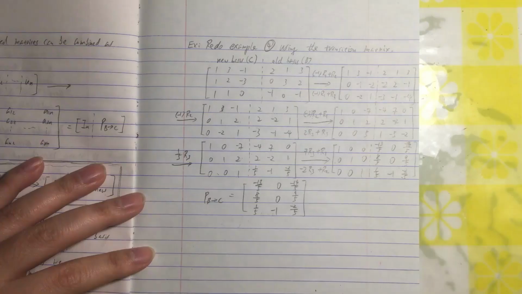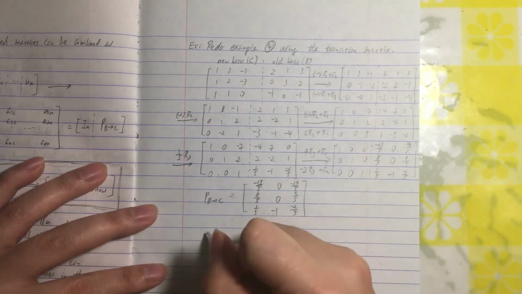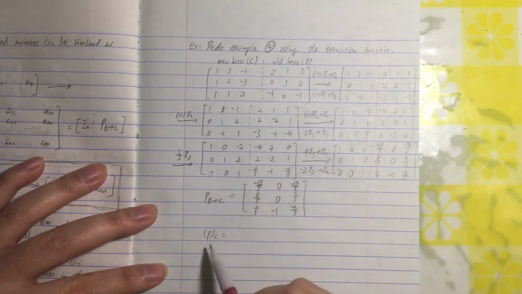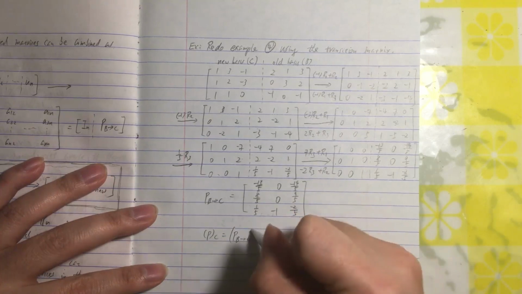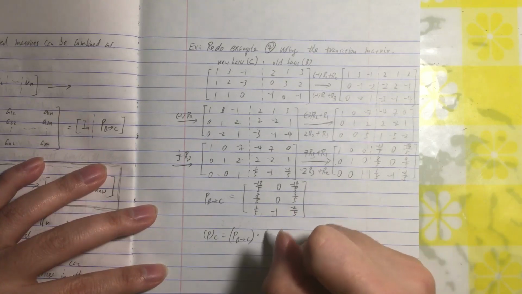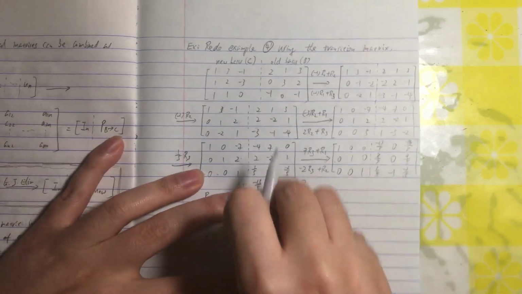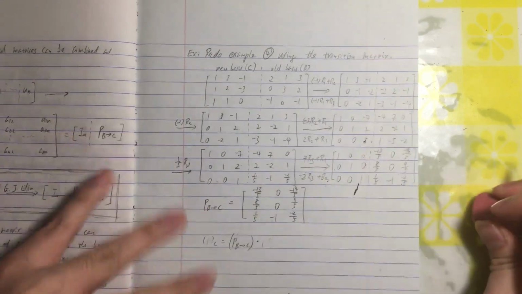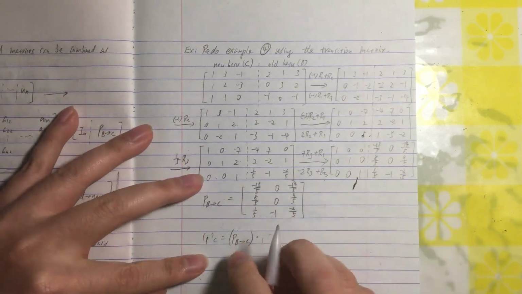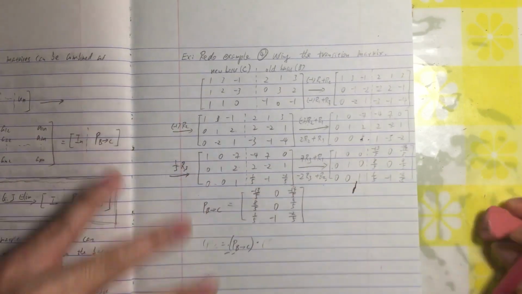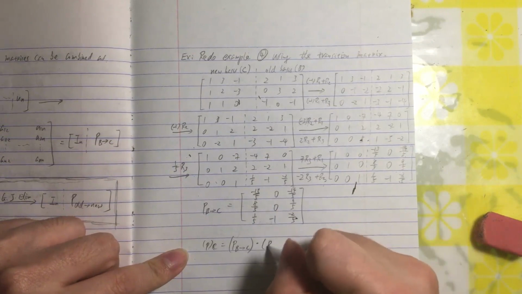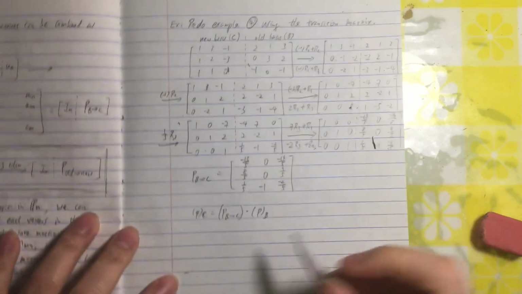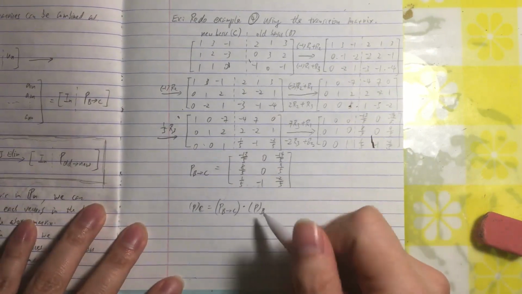That's the transition matrix. Next, let's compute the coordinate vector of p in C. For the coordinate vector of p in C, we use the transition matrix from B to C times the coordinate vector of p in B. This p and this P are not the same thing. This is lowercase p, a vector, and this is capital P, which stands for the transition matrix. That's the coordinate vector of p in B. That's a transition matrix.